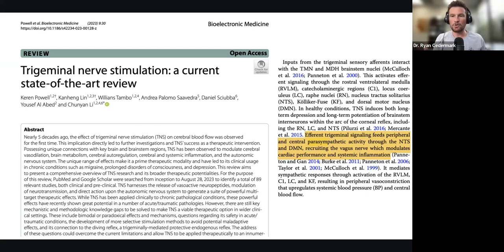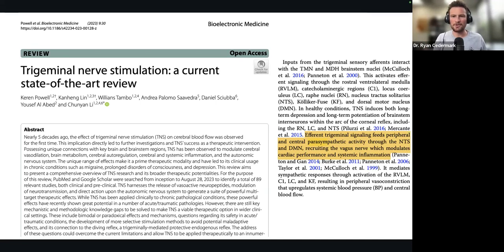Again, the first goal with this in creating a smooth foundation is brainstem stimulation to change autonomic function. We want to create an internal environment that promotes the ability for neuroplastic change, and you do that by shifting into a parasympathetic state. So just like the vagus nerve, efferent, which means brain to body, trigeminal signaling feeds peripheral and central parasympathetic activity through an area in the brainstem called the NTS, the nucleus tractus solitarius, and the DMN.